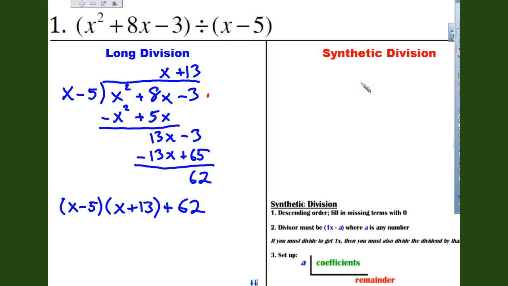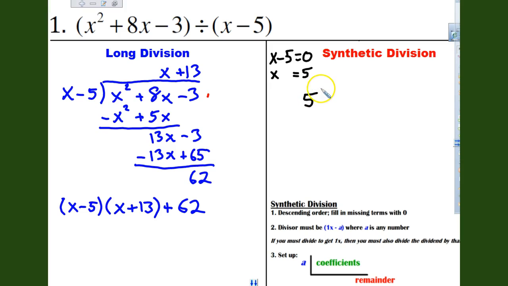Okay, so here's the setup. First things first, start off with your divisor. In this case, it's x minus 5, and set it equal to 0. So in this case, we'll have to add 5 to both sides, right? And we're going to use this number for synthetic division.